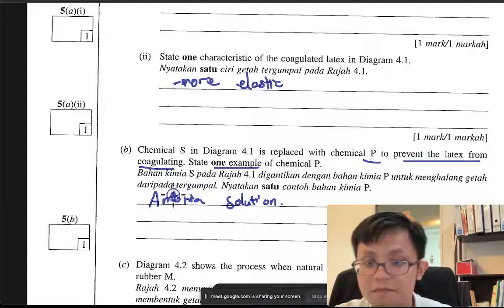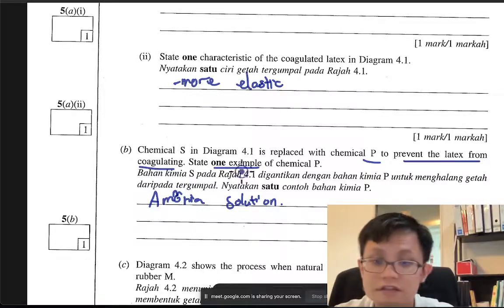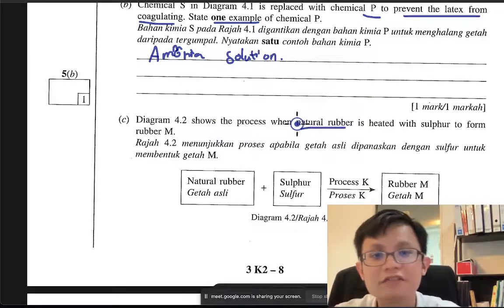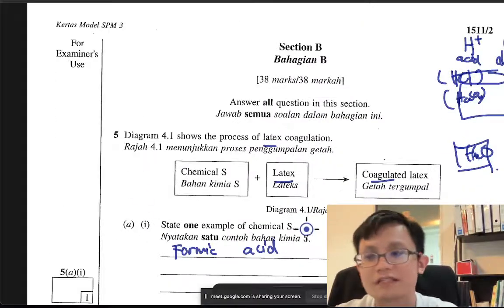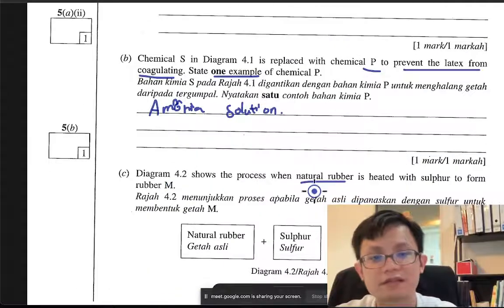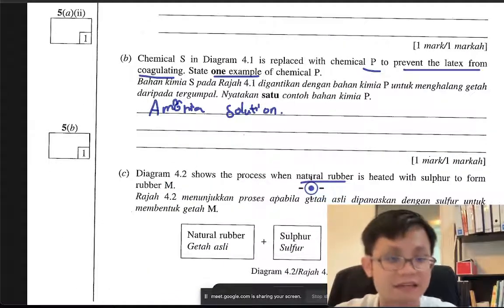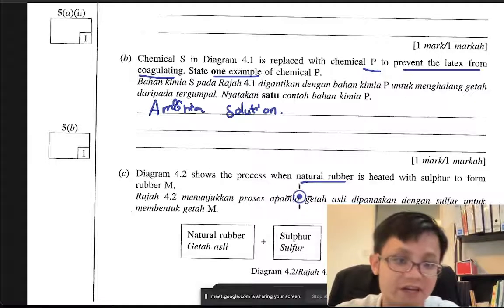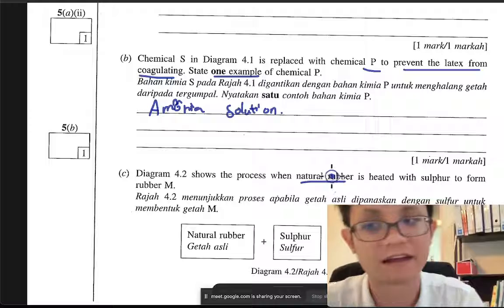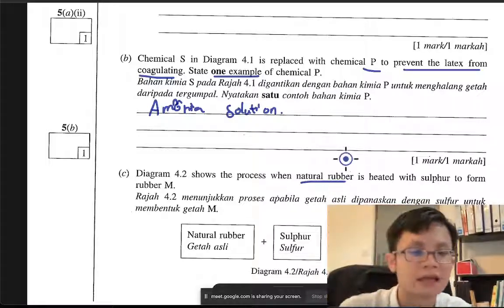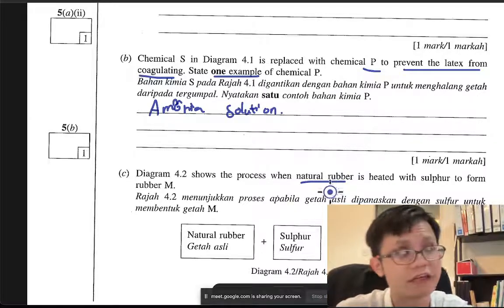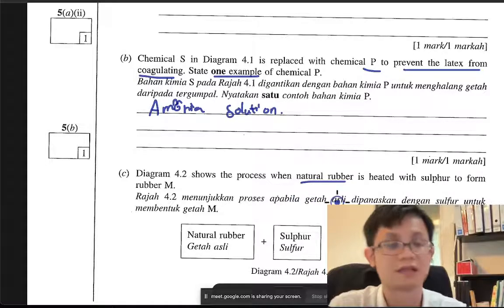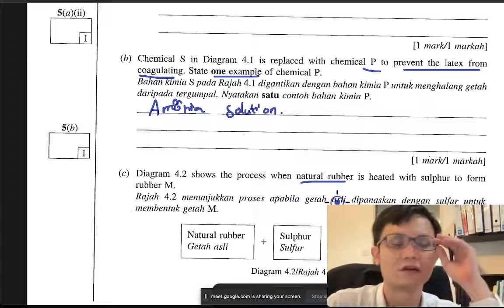Double M, ammonia solution. Diagram 4.1 shows the process of natural rubber. Usually when they are referring to this, they are talking about natural rubber. The reason they say natural rubber is that now there is synthetic rubber, which means they either mix it or fake the rubber. If you read history, you know that rubber used to have a very high value in the market until they made synthetic rubber, and the rubber price eventually dropped a lot.